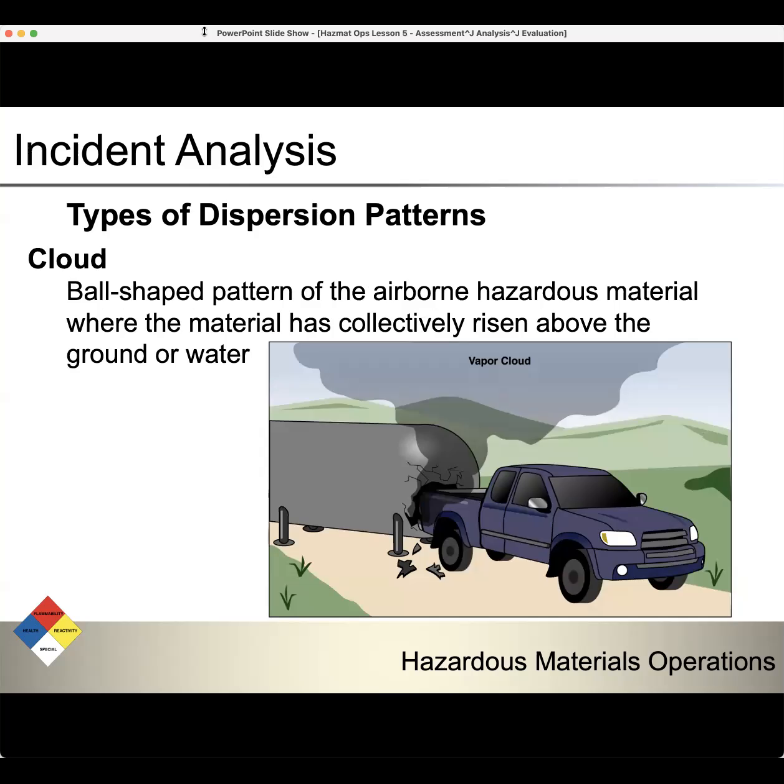And then there's a cloud. This is a gaseous material that's going to have a vapor density less than 1. So it's going to rise, can be ball-shaped, where the material is collectively risen above the ground or water. So it's not sitting on the ground.